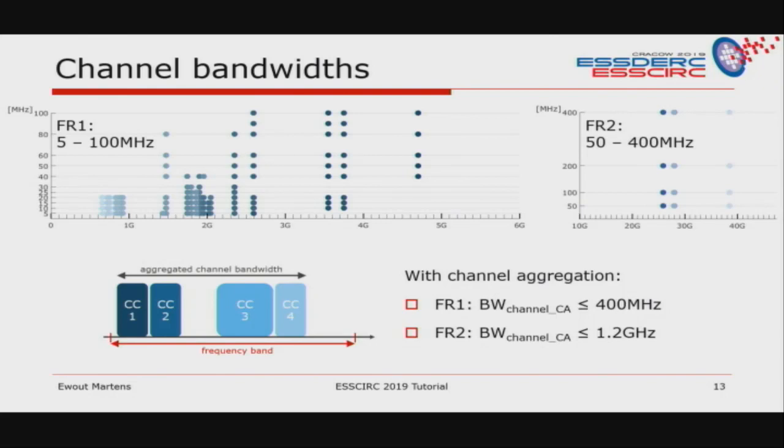In the second frequency range it goes up to 400 MHz. So it means, of course, if you want to put an ADC in there, you need at least that kind of speed. Then there are the aggregated channels. If you do channel aggregation, then the bandwidth can be even larger. For the first frequency range it will go up to 400 MHz, and for the second frequency range it's defined up to 1.2 GHz. So that more or less defines the speed that you would need for an ADC.